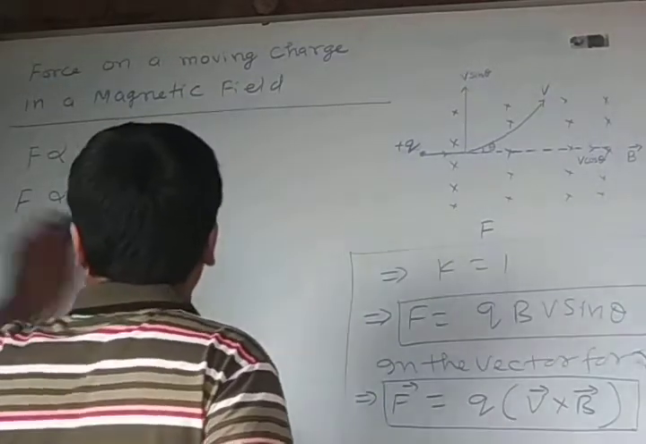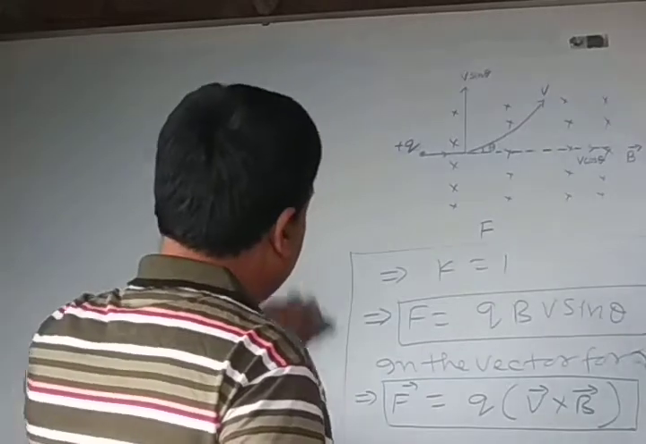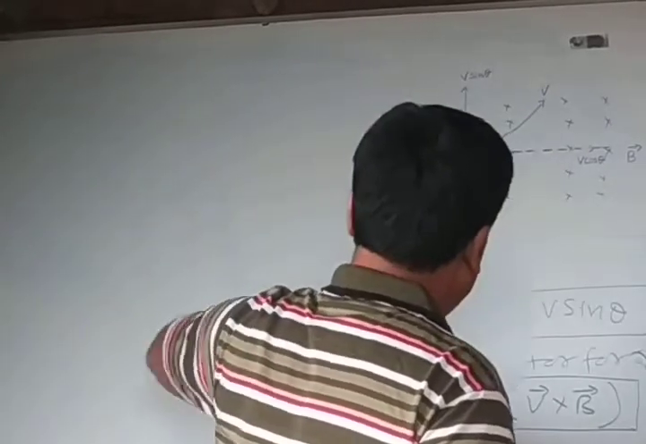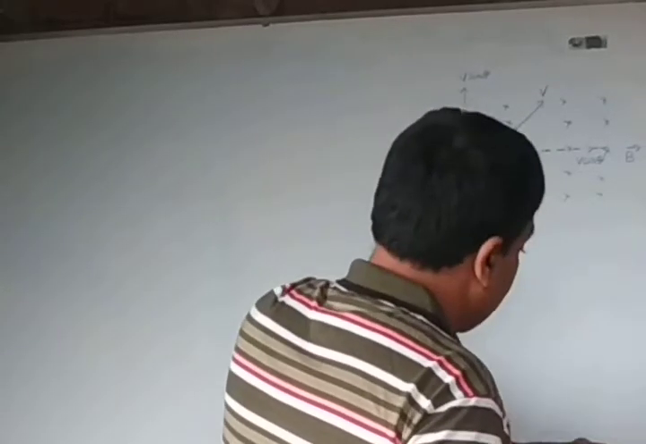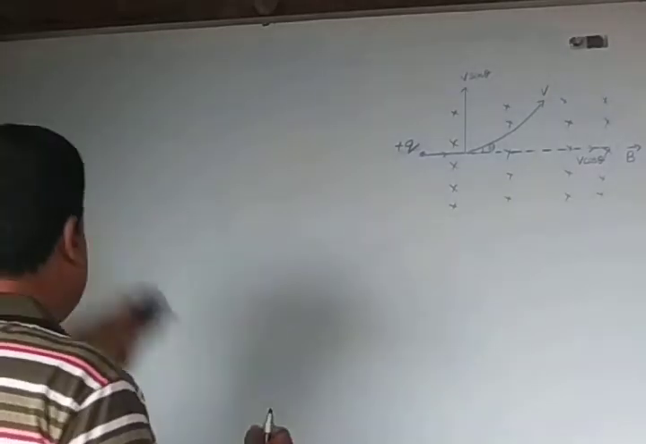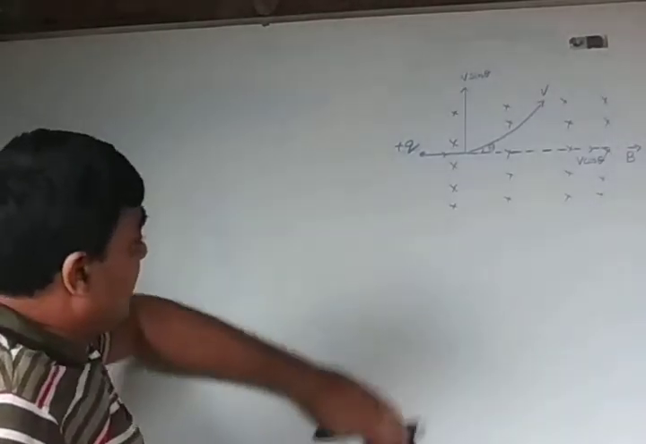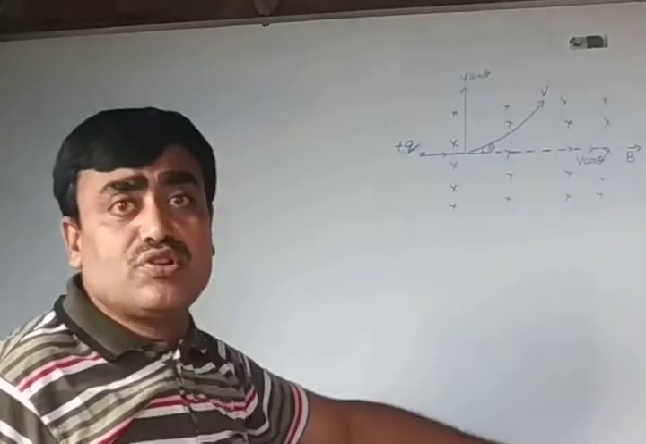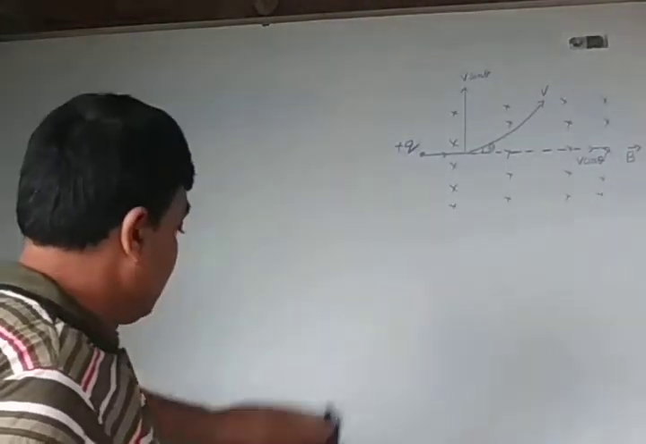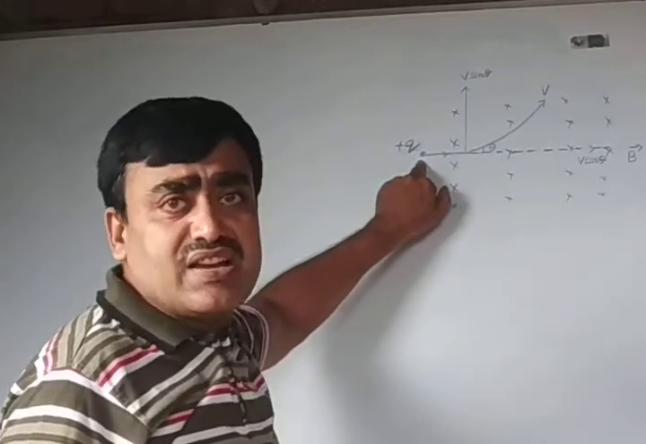Okay, here special cases arise because in the final derivation of the magnetic force, sin theta comes. So special cases arise. If theta is equal to 0, that means if the direction of both velocity and magnetic field is the same, then what amount of force is acting on the charged particle?